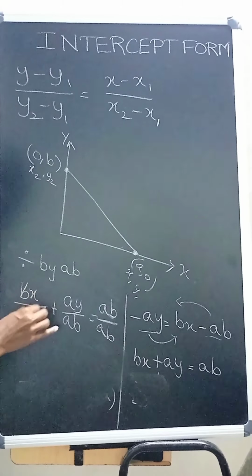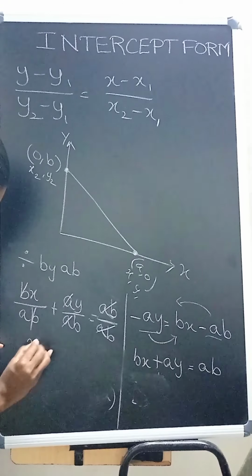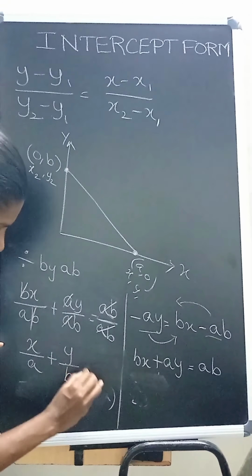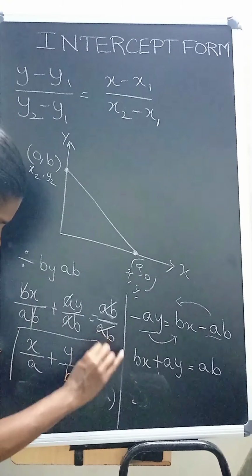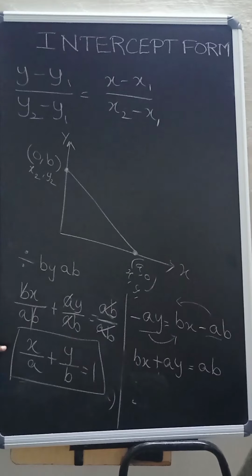Now divide the whole equation by ab. Cancel here: b and b get cancelled, a and a get cancelled, ab and ab get cancelled. So you will get x by a plus y by b is equal to 1. Now this is the intercept form. The equation of a straight line in the intercept form is x by a plus y by b is equal to 1.